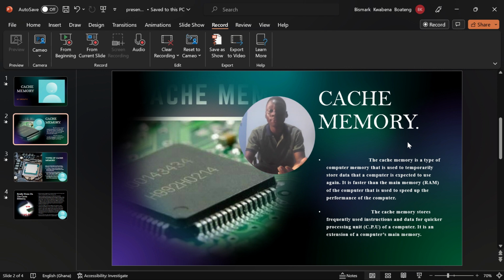We have various types of memory. We have the DRAM, SRAM, you understand.